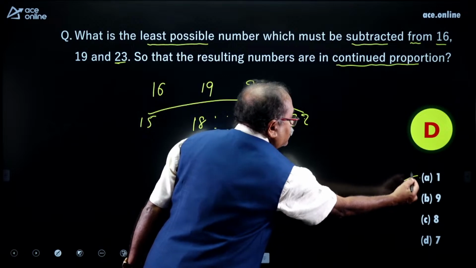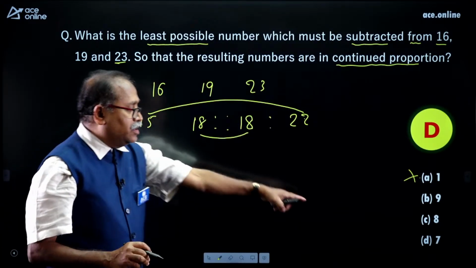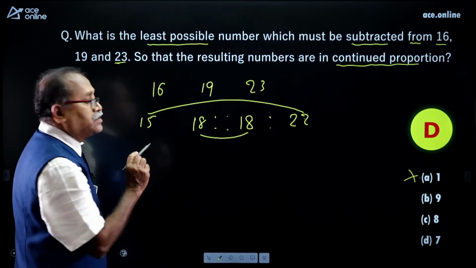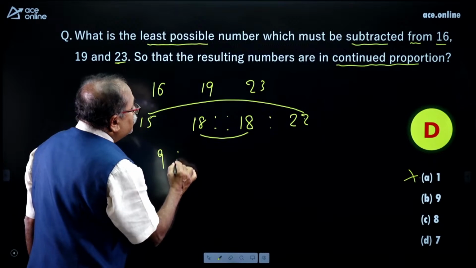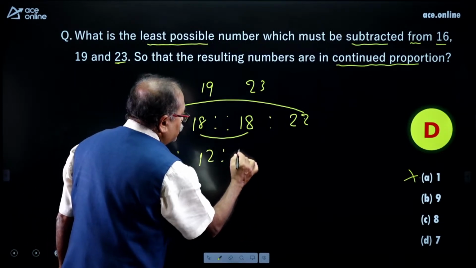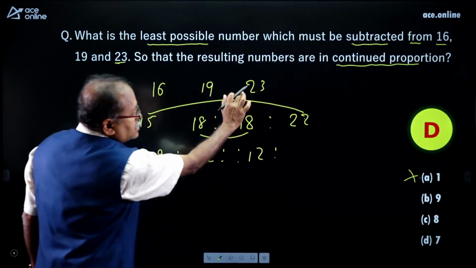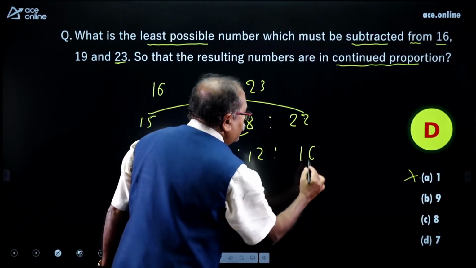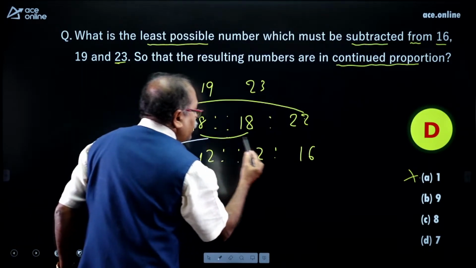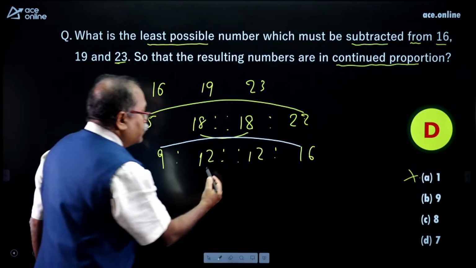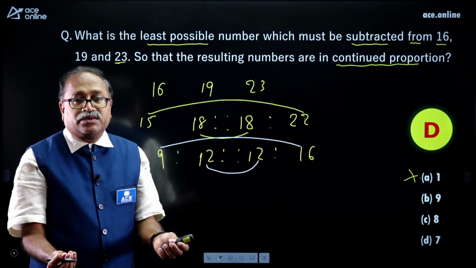So we answer this type of question with option verification. As we already identified that 7 is the answer, let me check that. 16 minus 7 comes to 9, 19 minus 7 is 12, and 23 minus 7 is 16, so 9 is to 12 as 12 is to 16. All my friends know these two products are the same: 9 into 16 is 144, and 12 into 12 is 144. The 7 is the answer. Well done.